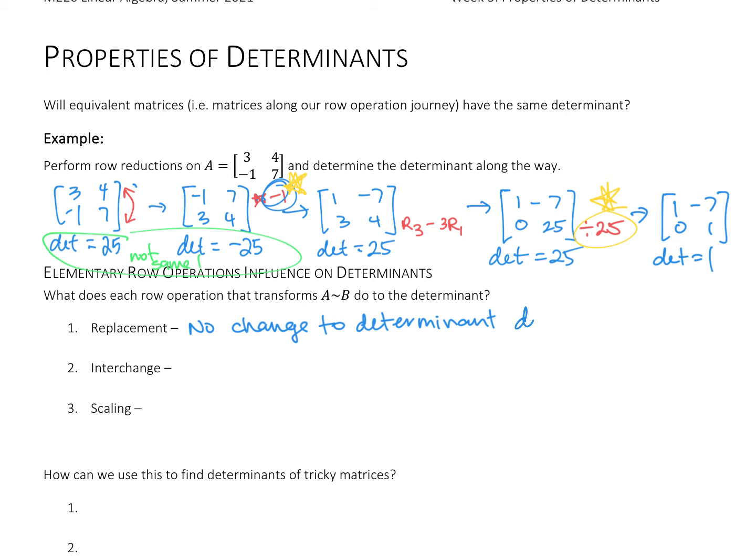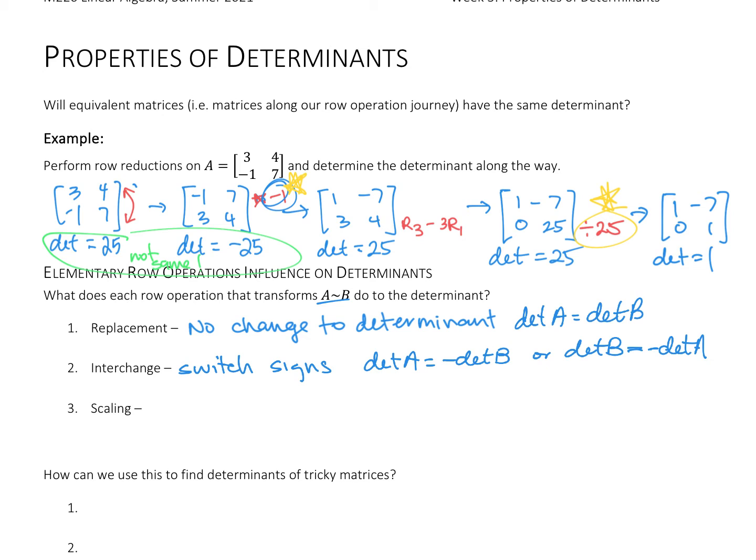That means determinant A here in symbols is determinant B. So we're transforming from one matrix to another. They're equivalent matrices, but it turns out our determinants are not equivalent. When we interchange, they switch signs. That is, the determinant of A is equal to the negative determinant of B, or vice versa. The determinant of B, because that's kind of what we're going for, is equal to negative determinant of A. Those are equivalent statements, right?